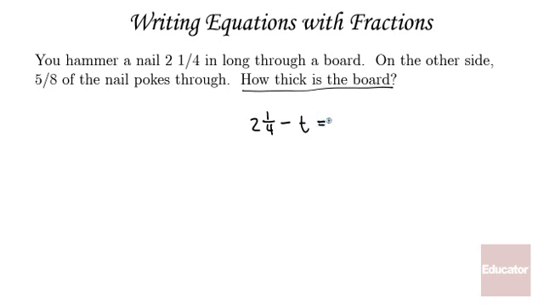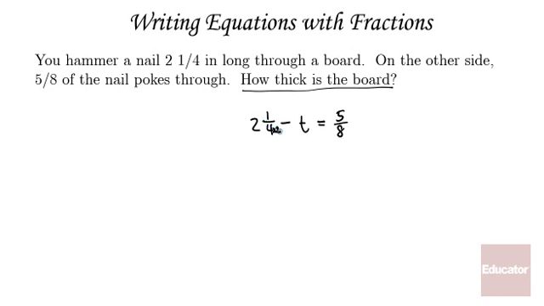And once you take out the thickness of the board, you're going to still see 5/8 inches of the nail coming through. So now we can work with our equation. We've set it up. 2 1/4 is the total length of the nail. Subtracting out the thickness will show us what's left over, which is 5/8. I'm going to take the 2 1/4 and make the denominators the same. Remember that in adding and subtracting fractions, it may not be necessary to change the fraction into an improper. So I'm going to leave it as 2 1/4 for now.